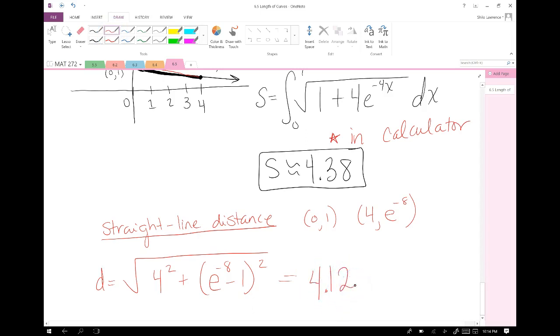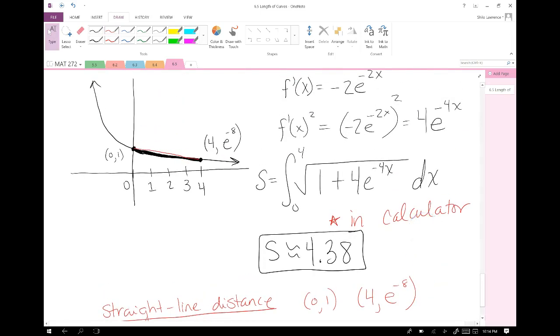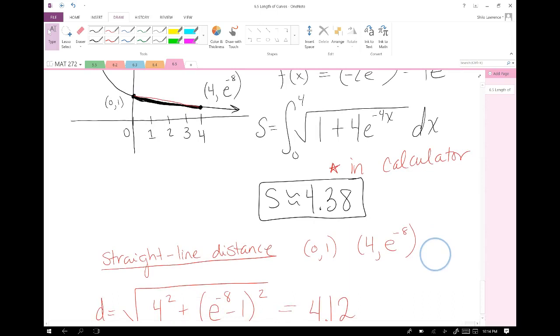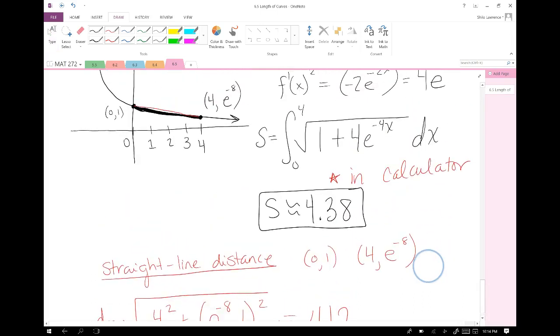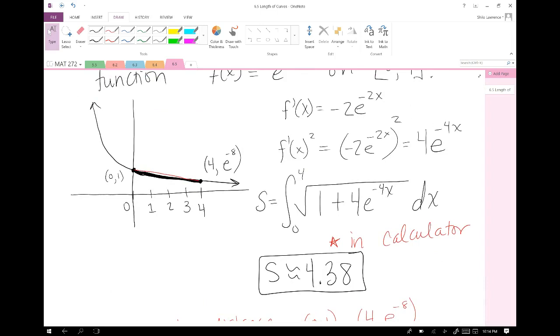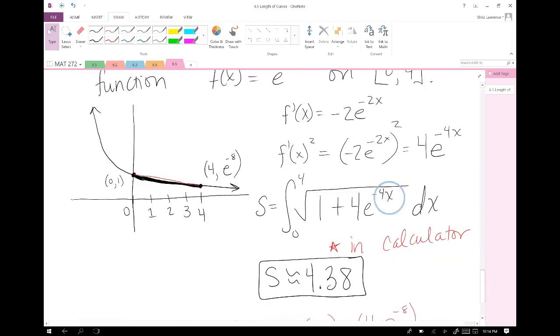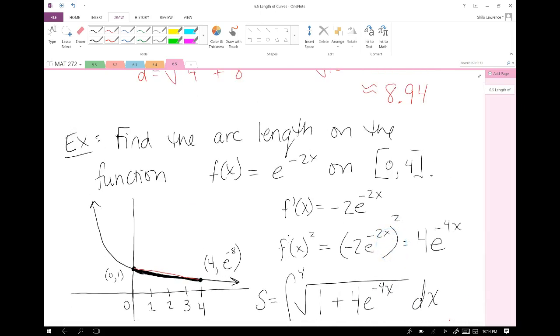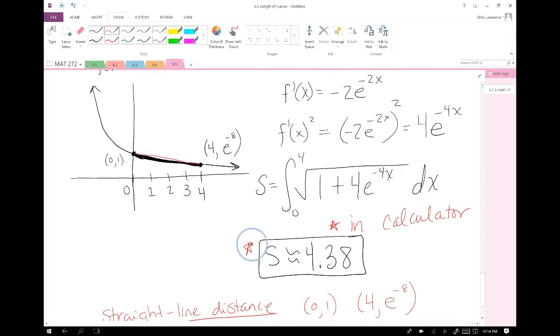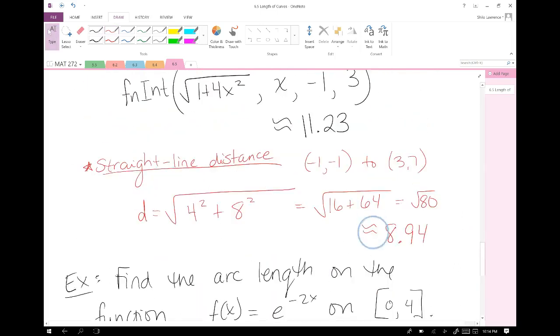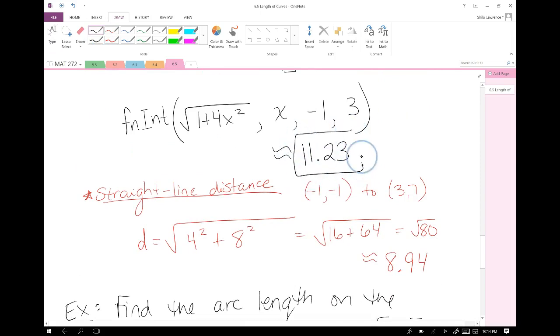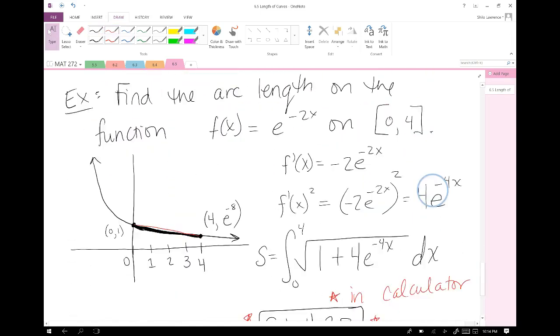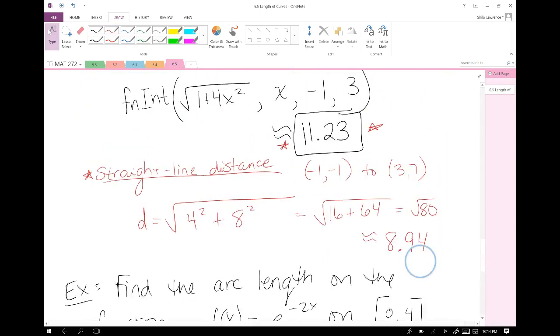So it's about a quarter of a unit off. So it's not that much. My arc length's just a tiny bit longer. I'm just throwing the straight line distance in here out of curiosity. These directions are not asking us to do that. They're just asking us to find the arc length using our calculus formula. So 4.38 is what they were asking us to find here. So pretty simple. And that's all that's in this section, is that arc length formula.